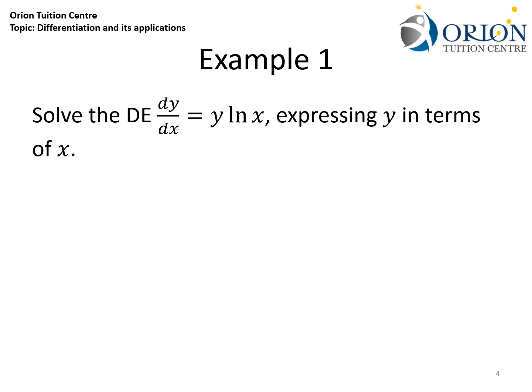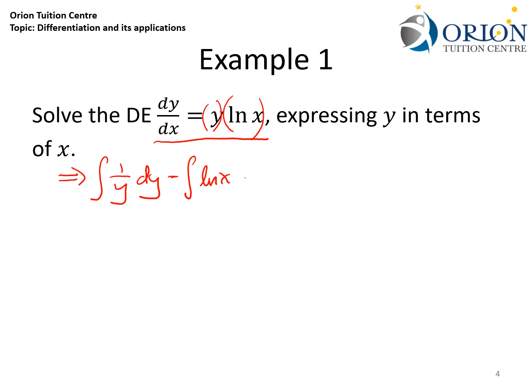In example 1, we are now required to solve this DE, which we can see is clearly a form in which we can easily separate the variables, since it is y multiplied by ln x. So a function of y and a function of x multiplied together, and we can separate them very easily. So we will have integration of 1 over y dy equals to integration of ln x dx, which we can integrate separately.